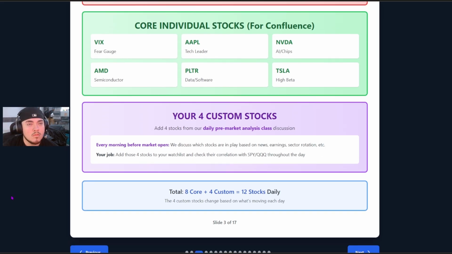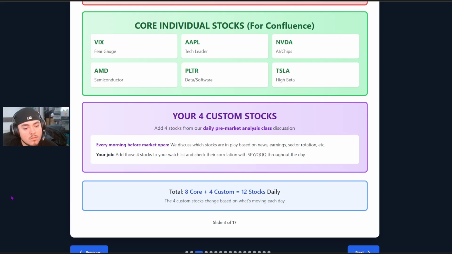Now, these are the stocks that, let's say you're looking at the previous day and your hypothesis or your theory is going to play out. If you think that if this stock breaks over this level, and then you see in the pre-market it's trading right underneath that level, you're watching it that day to see if it breaks over that level and gives you a potential opportunity, right? So add the 4 stocks from our daily pre-market call.